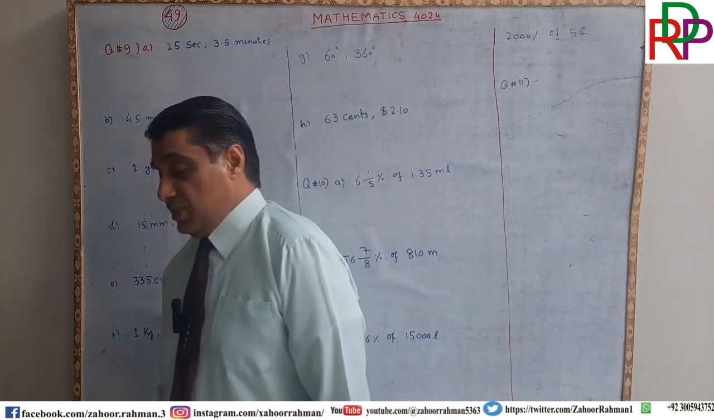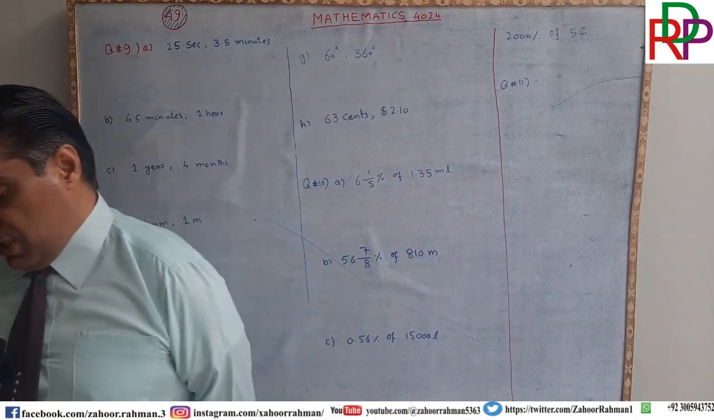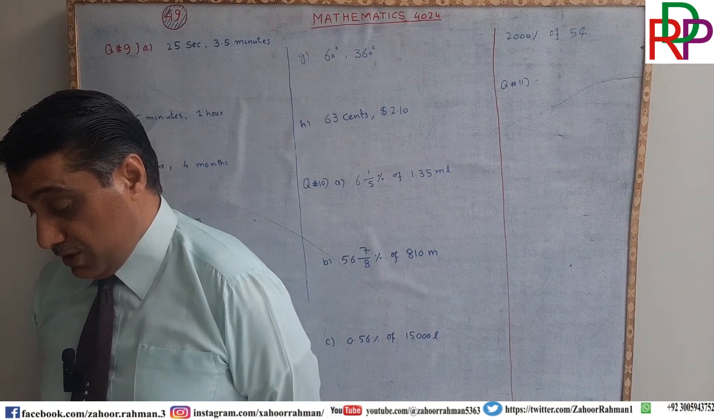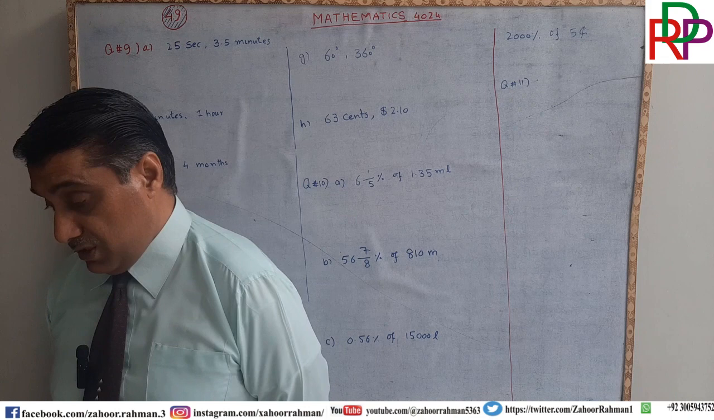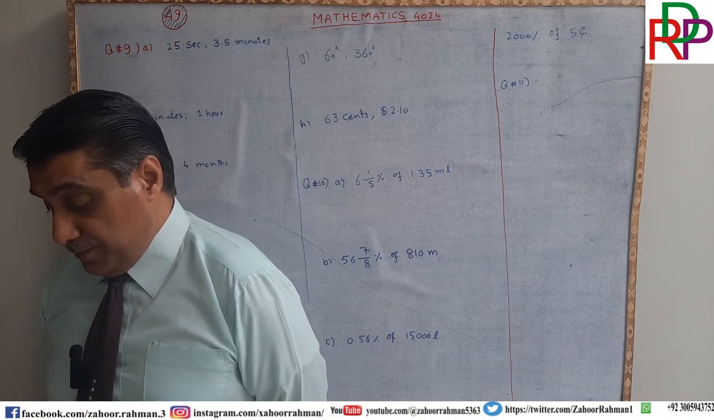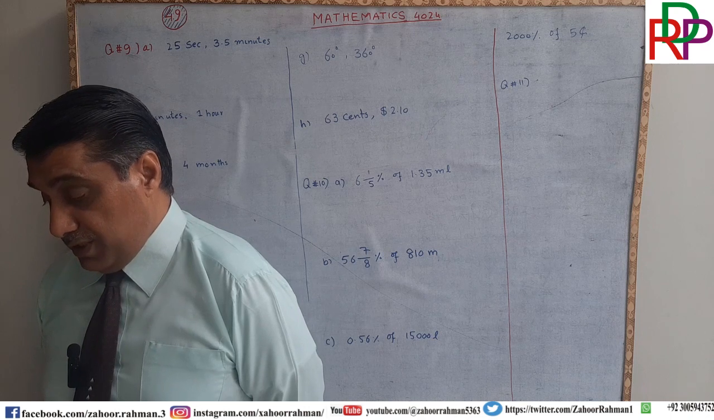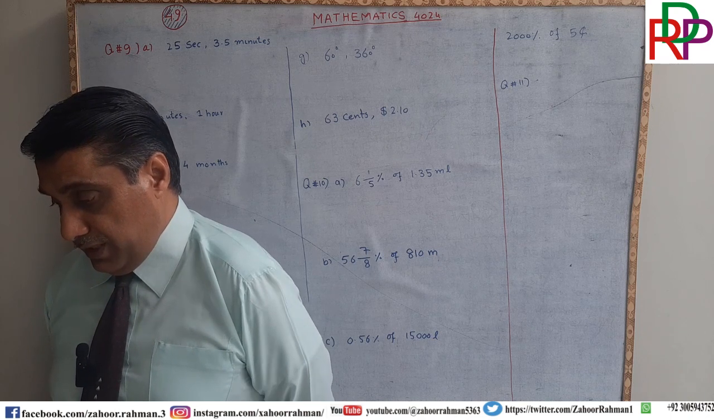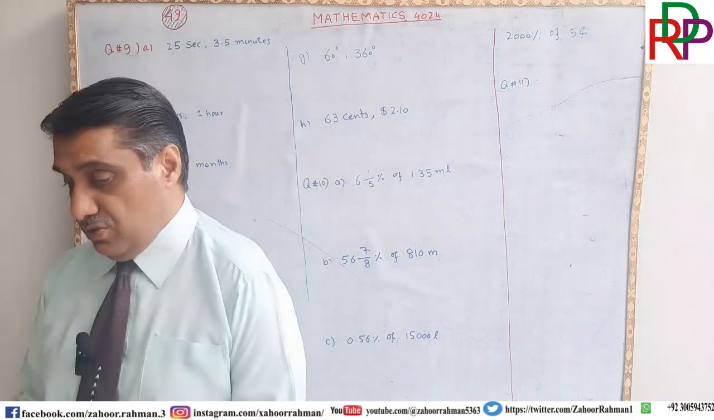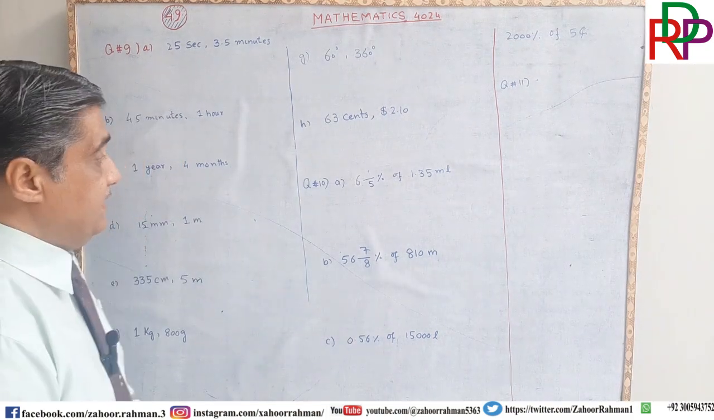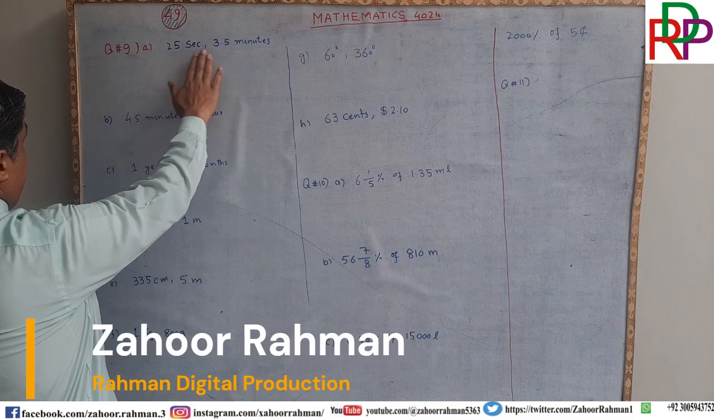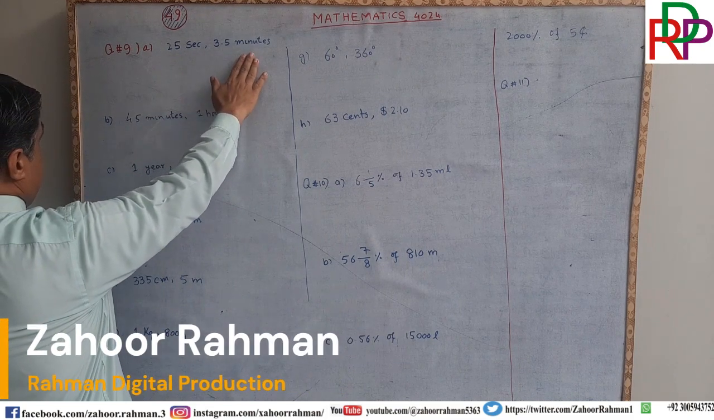So what is the question saying? The question is saying, for each of the following, represent the first quantity as a percentage of the second quantity. The first quantity should be written in the numerator and the second quantity in the denominator. Ladies and gentlemen, they have given us 25 seconds and 3.5 minutes.